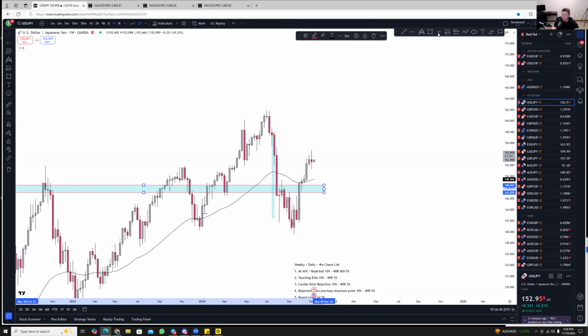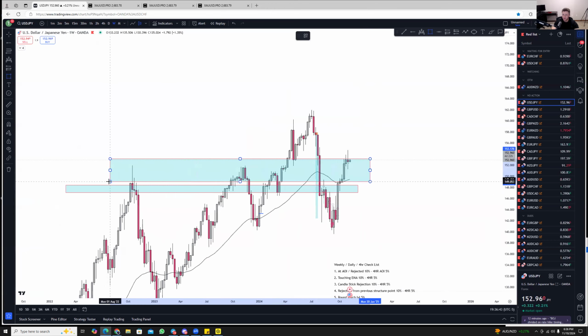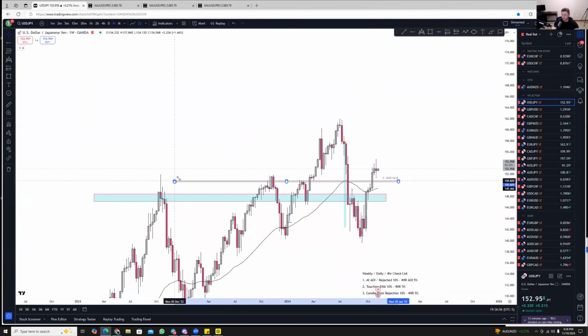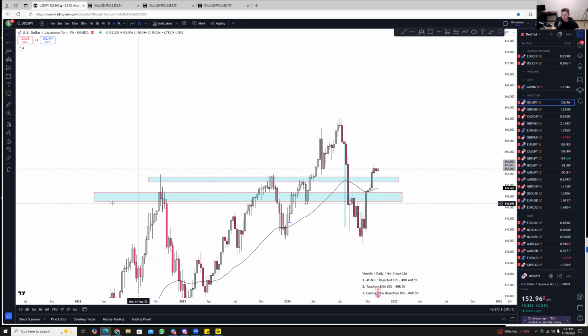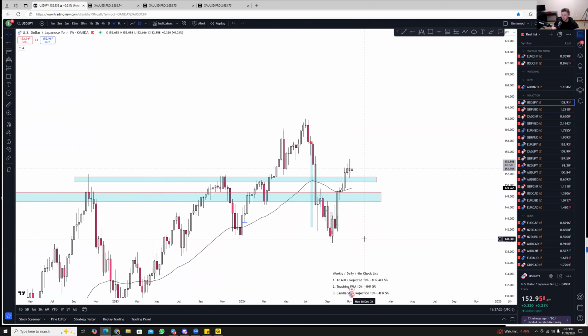Let's see here. Is there another one? Nah. Well, if you want to count this, we can. Like so. I don't know if I like this first one though. That's huge, yeah. Even that one's huge. UJ pairs are weird. If you've been trading for a while, you know that they're very large.